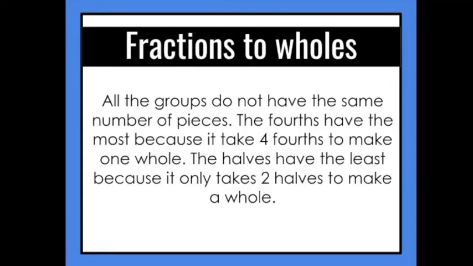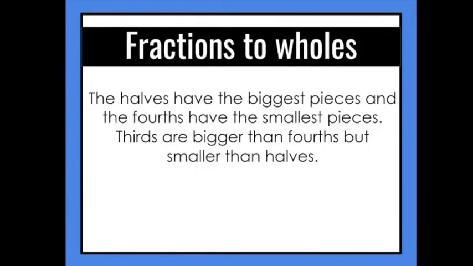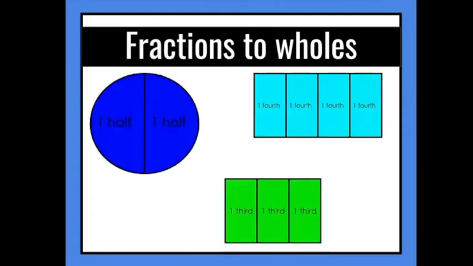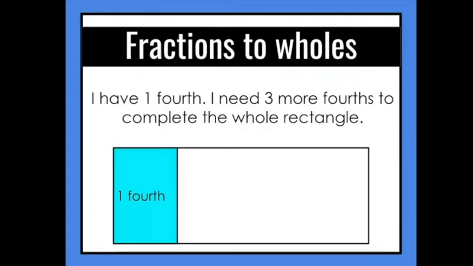All the groups do not have the same number of pieces. The fourths have the most because it takes 4/4 to make 1 whole. The halves have the least because it only takes 2 halves to make a whole. The halves have bigger pieces, and the fourths have smaller pieces. Thirds are bigger than fourths, but smaller than halves. I have 1/4. I need 3 more fourths to complete the whole rectangle.